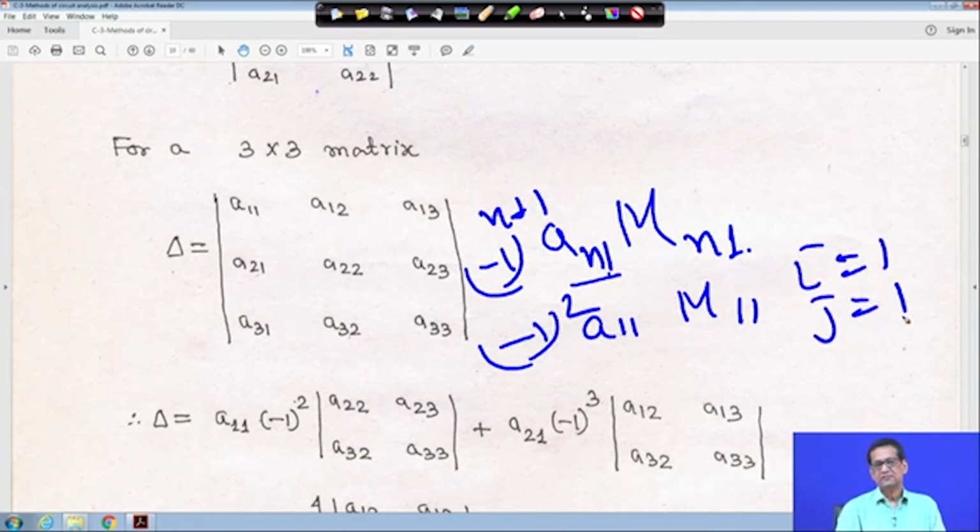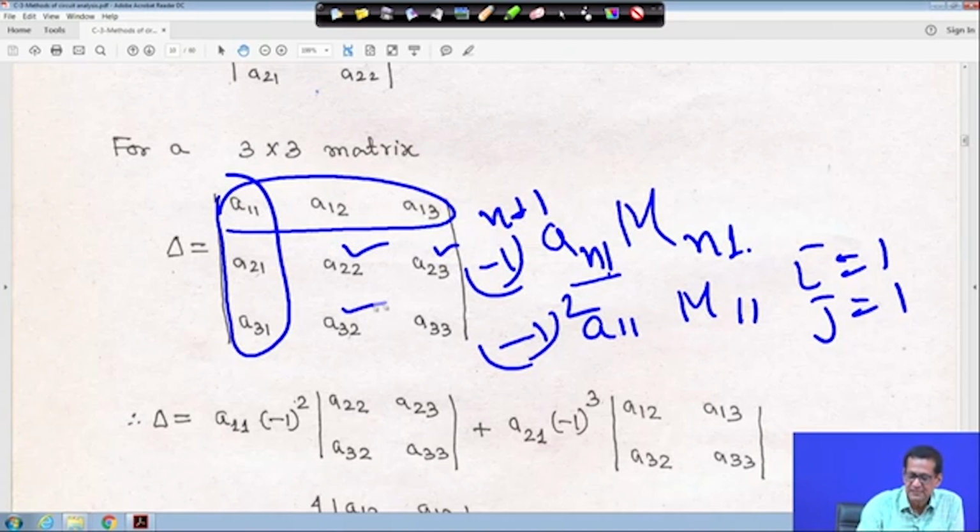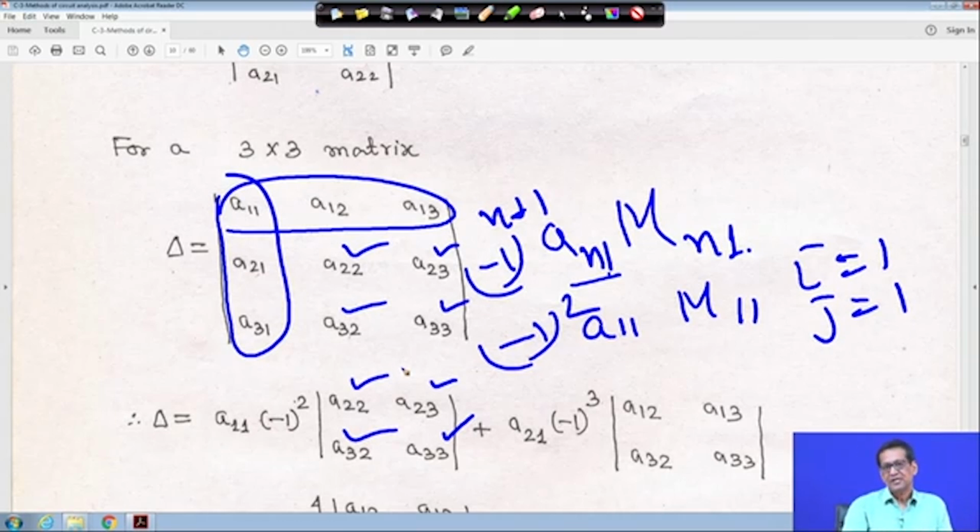The ith row and jth column you eliminate, right. So, ith row means first row and first column you eliminate. So, this is the first row and this is the first column. If you eliminate, remaining will be A22, A23, A32, A33. So, this is the first one. So, it is understandable to you, right, no problem.